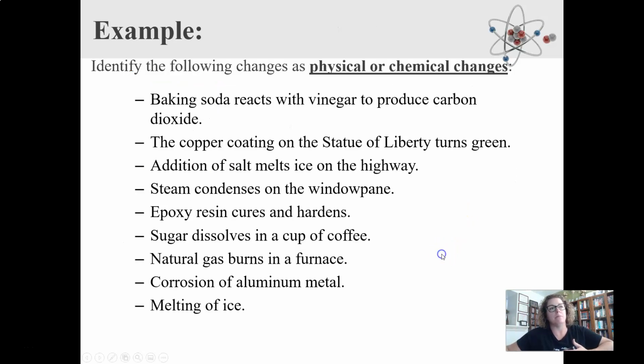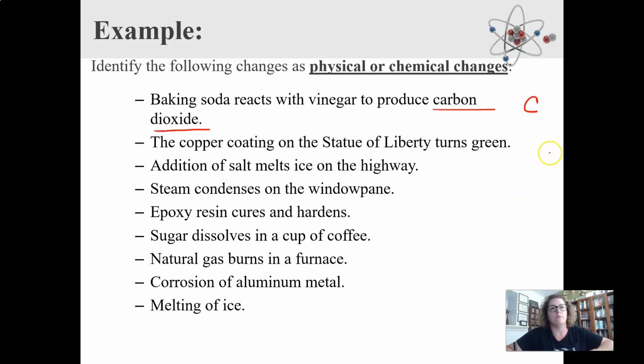So I put some examples on here that we can go through. If you want to take a minute to pause and go through them first, and then check your answers right now, okay? Baking soda reacts with vinegar to produce carbon dioxide. Well, I can see right there definitely, I started with baking soda and I had some vinegar, and now I produce carbon dioxide. I produce something completely new. So obviously that would be a chemical change.